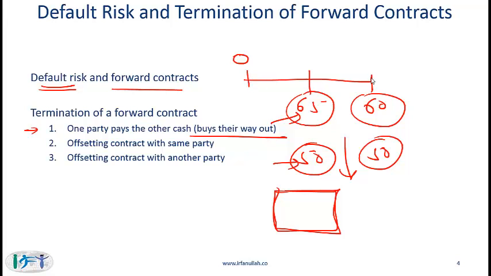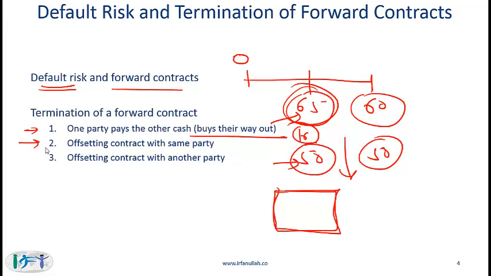So if we come back to this example, let's say at the midway point, the underlying stock has gone up to 65. So the long is winning. If the long party and the short party agree that the short will pay, say, $16 to the long, and close the contract, then this is one way of terminating the contract, as long as both parties agree and settle.